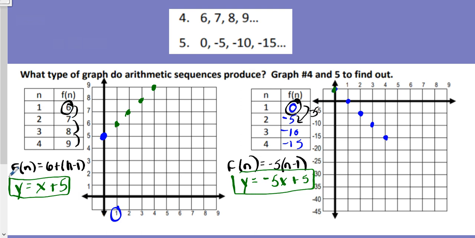Hopefully this video helped you understand arithmetic sequences. Make sure that you keep this sheet and put it in your notebook for future reference.